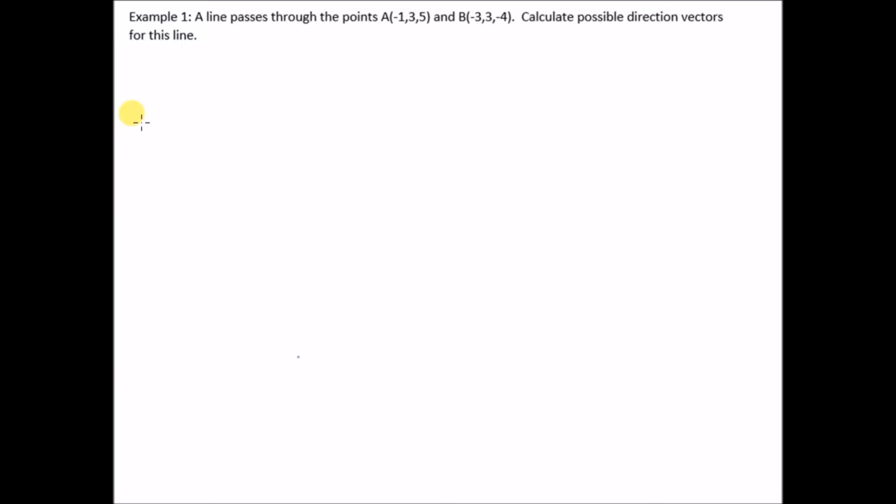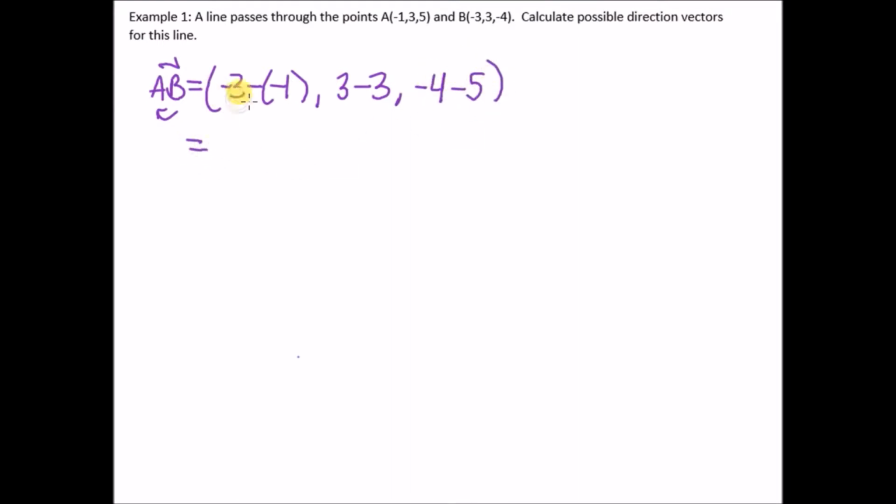Example 1. A line passes through the points A and B. Calculate possible direction vectors for this line. Okay, so we know that direction vector AB is going to be B minus A. So -3 minus -1, comma, 3 minus 3, comma, -4 minus 5. Okay, so -3 plus 1, I get -2, 0, -9. There is a possible direction vector for the line that passes through AB.